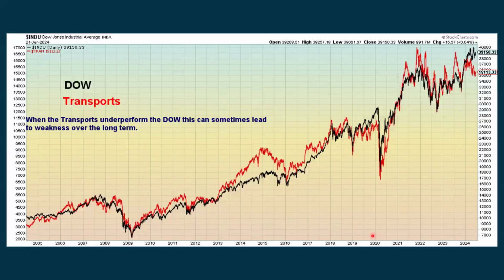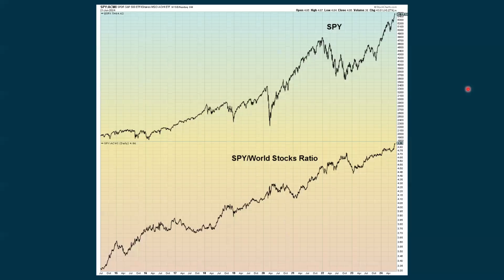The transports have been a real disappointment. That's the red line, and they continue to decline. The Dow has been holding up a lot better. That's the black line. In a more positive environment, we want to really see the transports even outperforming the Dow, but we just have not been seeing that in 2024. Then we do another ratio comparing the SPY, which is the ETF for the S&P 500, on a ratio with world stocks. When this is going up, that just means that the SPY is outperforming, and that's really what we've been seeing for quite a while now.